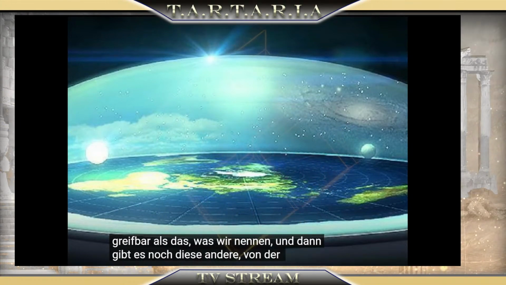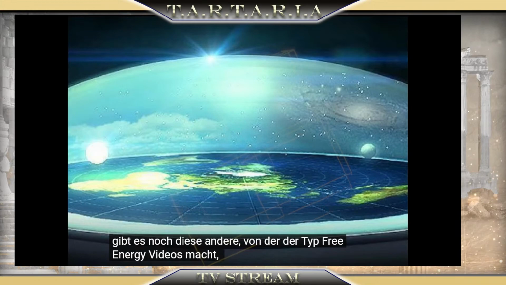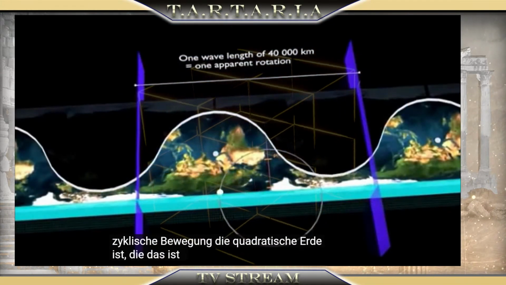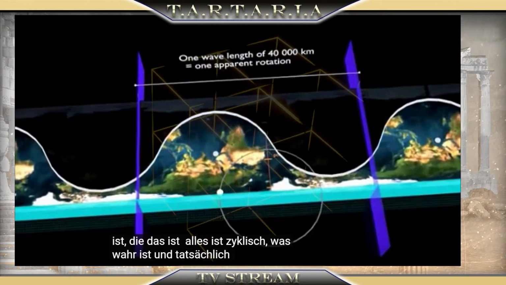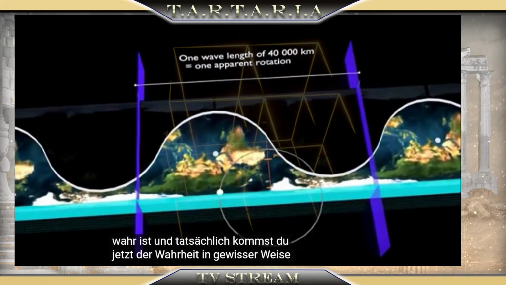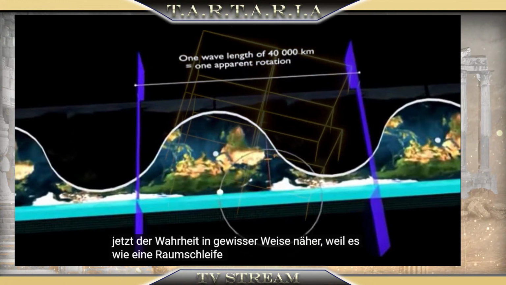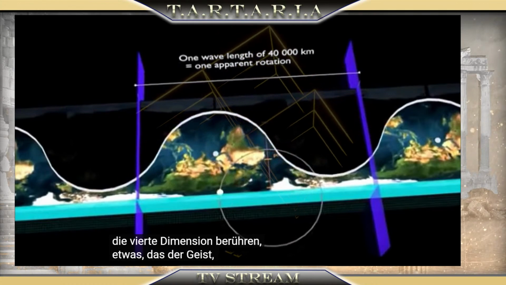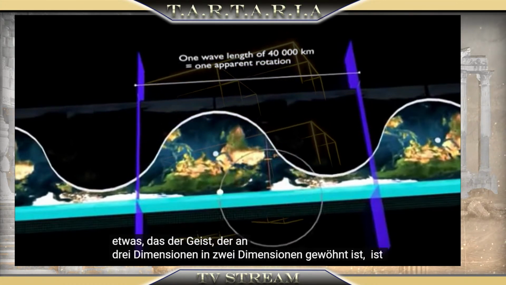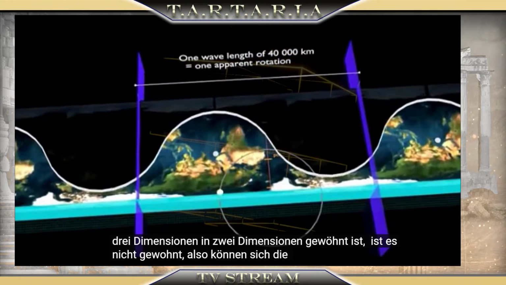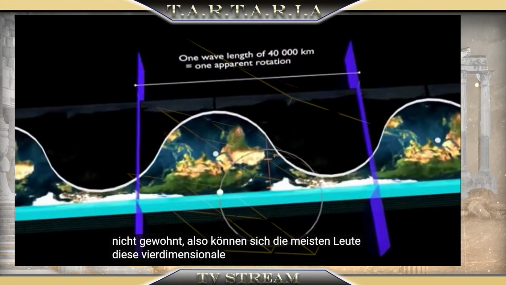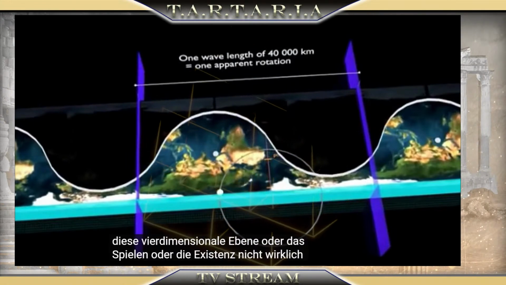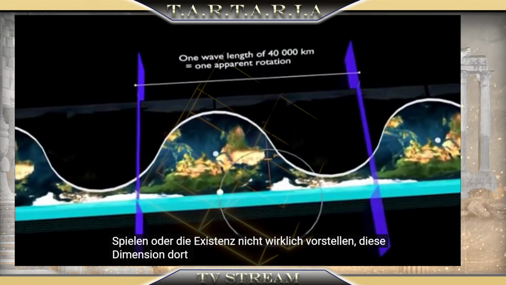And then there's this other one that the guy Free Energy makes videos about, which is the cyclic movement, the square Earth, which is that everything is cyclic, which is true. And actually now you're coming more close to the truth in a way, because it's like a space loop, which is we're touching on the 4th dimension, something that the mind, which is used to 3 dimensions and 2 dimensions, is not used to. So most people can't really imagine this 4th dimensional level or plane or existence, right? This dimension. They're all true.